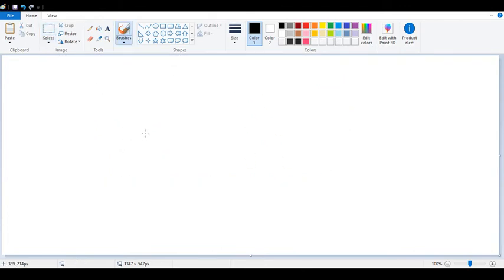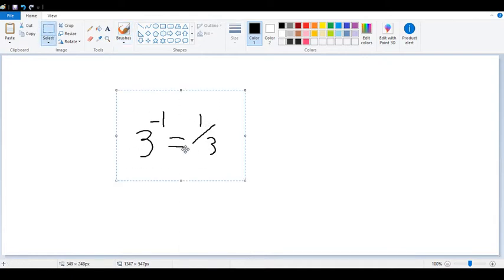Another thing to consider is that if the exponent is in the negatives, then 3 to the negative 1 becomes 1/3. You're essentially flipping it on its head, you know? Okay.